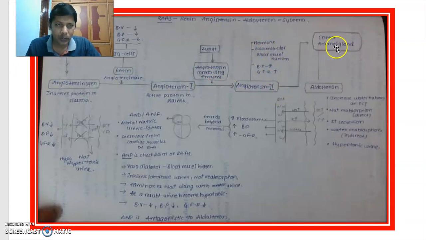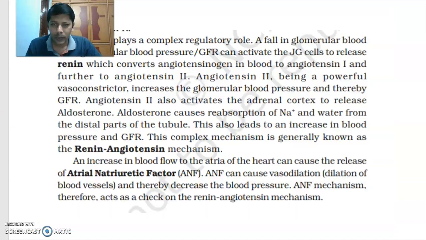On the other hand, it is also acting on the cortex of the adrenal gland, and aldosterone is secreted by it. It is also increasing BP and GFR. Come back here. This also leads to an increase in the blood pressure as well as GFR. This complex mechanism is generally known as the renin angiotensin aldosterone system or mechanism.